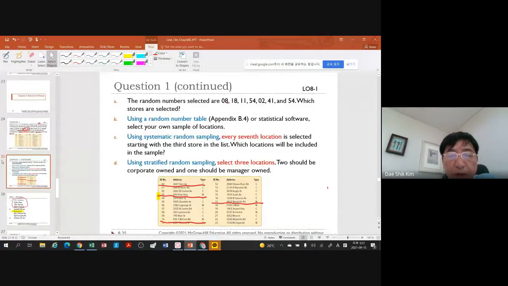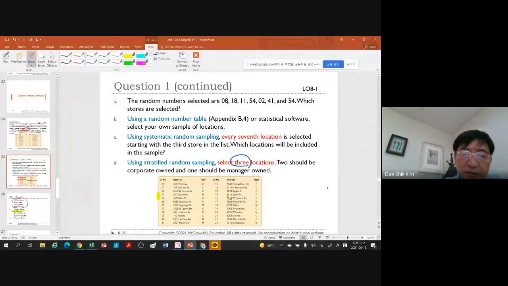Number 4, part D. Using stratified random sampling, select 3 locations. Now, 3 locations. 2 should be corporate owned and 1 should be manager owned. So in this case, you need to calculate how many are corporate owned and how many are manager owned.